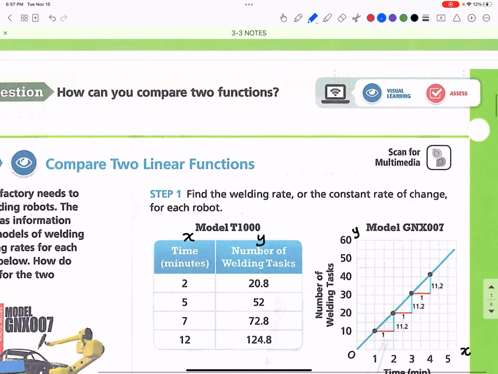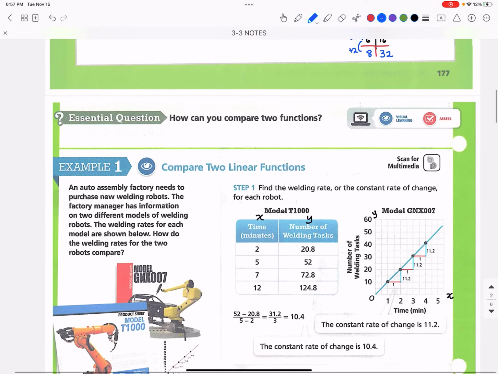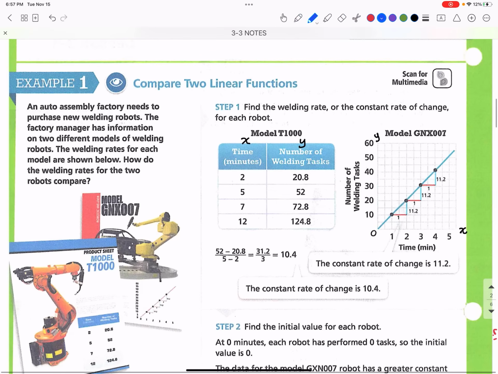All right, on this first example, let's go ahead and turn to page 178 now. And on this first example, notice in this case, we're comparing two linear functions. Well, we know when we're comparing, the key word here is linear. When we're comparing two linear functions, we know that we're going to compare the two important things in linear, which is the m and the b. So that means we have to find the m and the b. Well, we know how to do that.